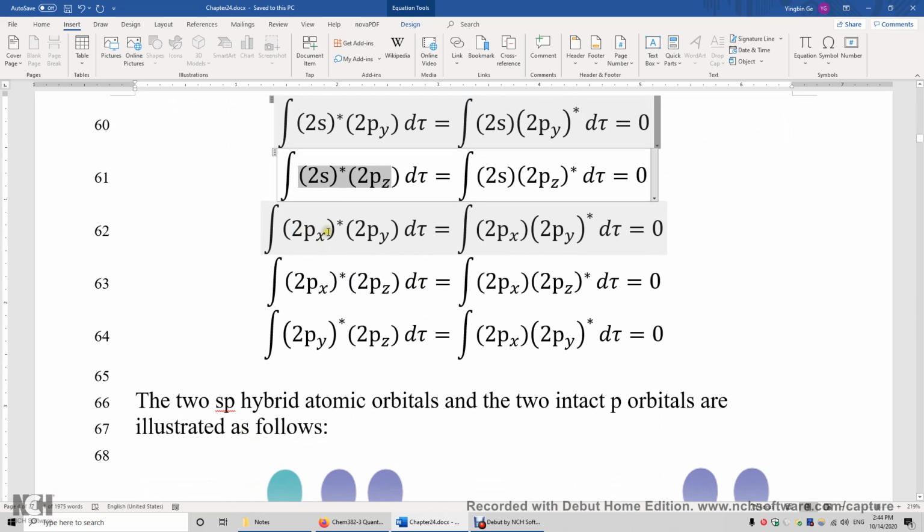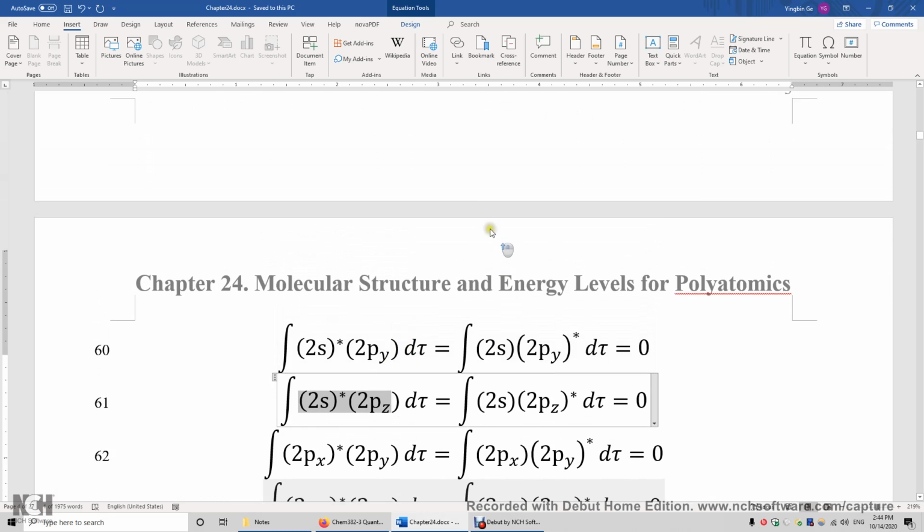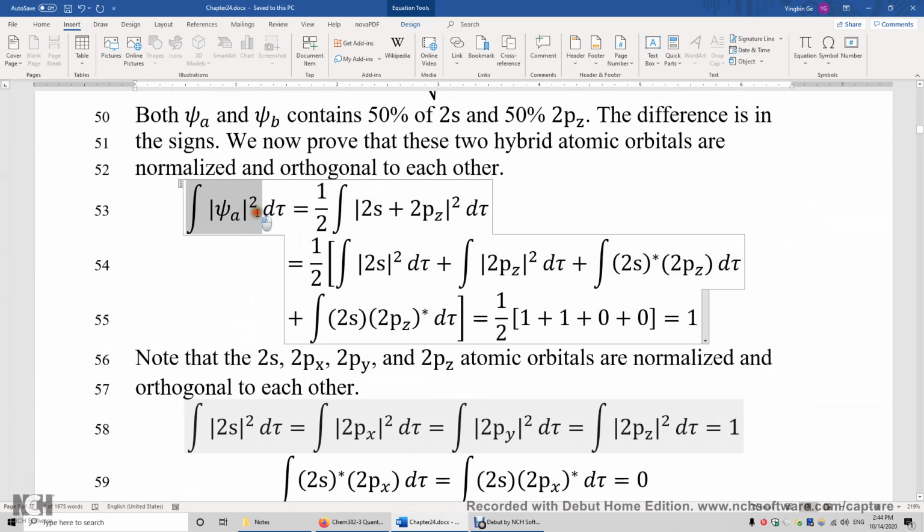And same here, 2px and 2py are orthogonal to each other. 2px, 2pz, 2py, 2pz, they are all orthogonal to each other. So these four atomic orbitals, 2s, 2px, 2py, 2pz, are all normalized and also orthogonal to each other. So we use this information to derive the squared modulus of this hybrid orbital. And we saw the integral of the squared modulus of this side is just 1.